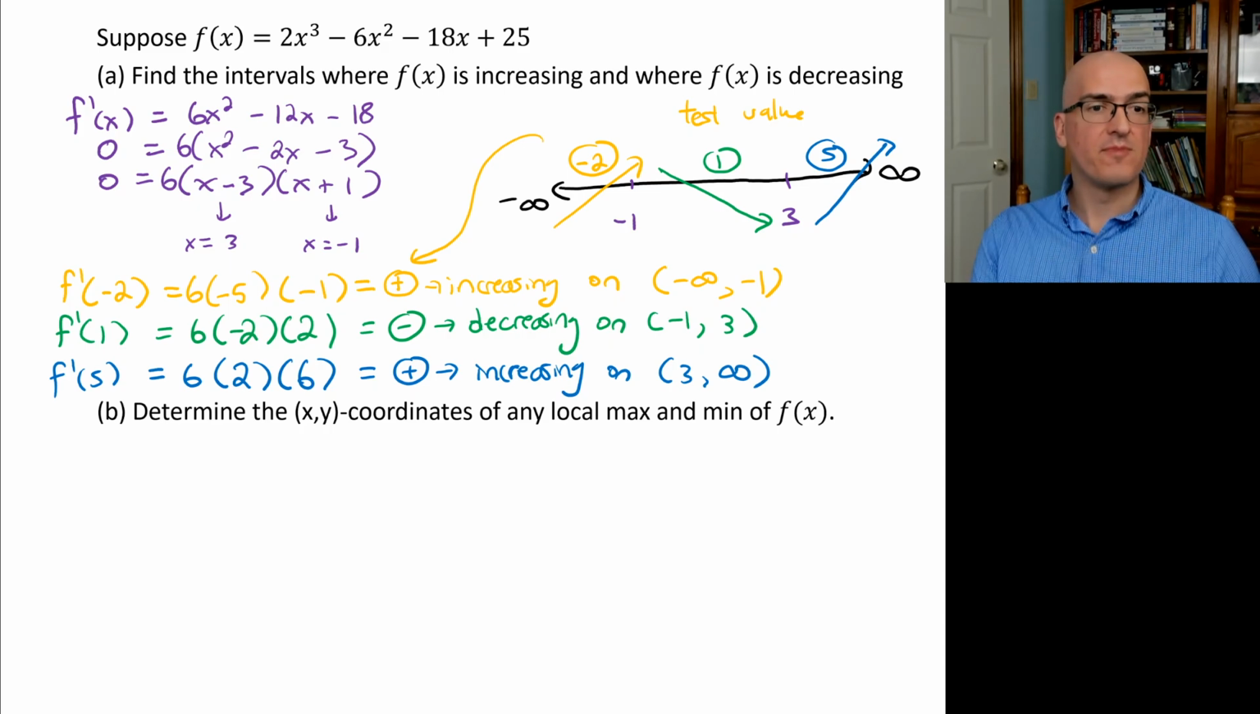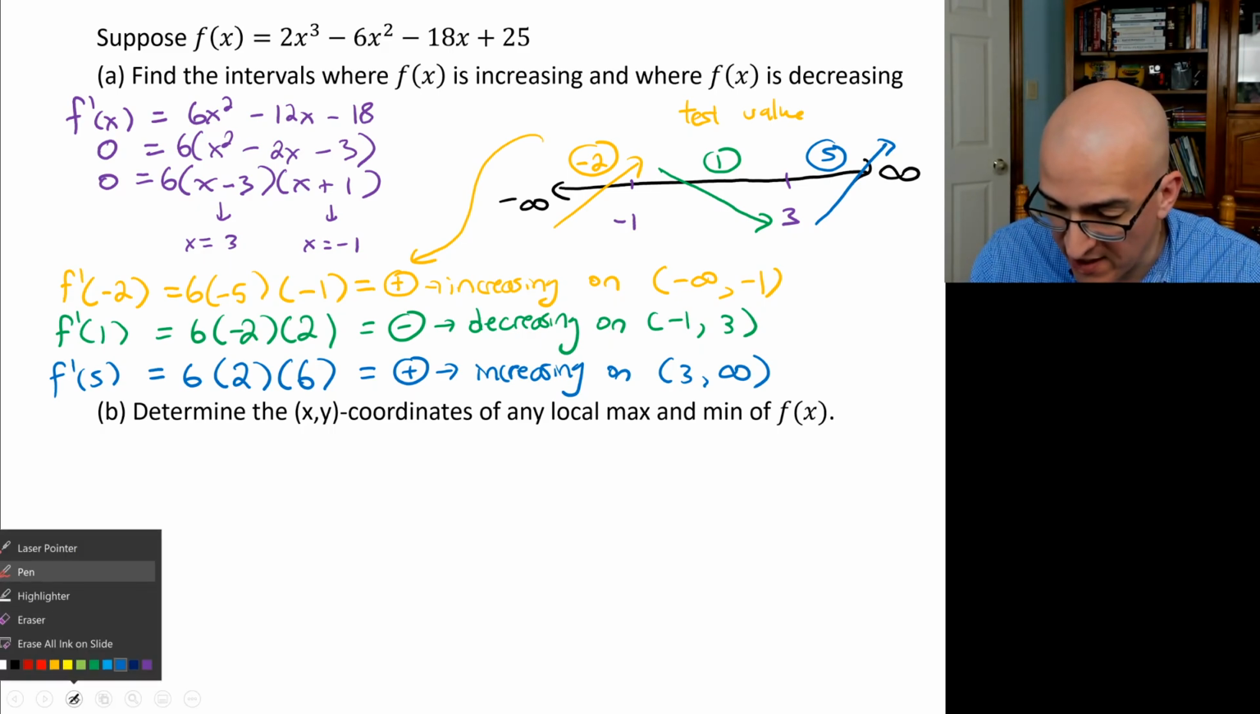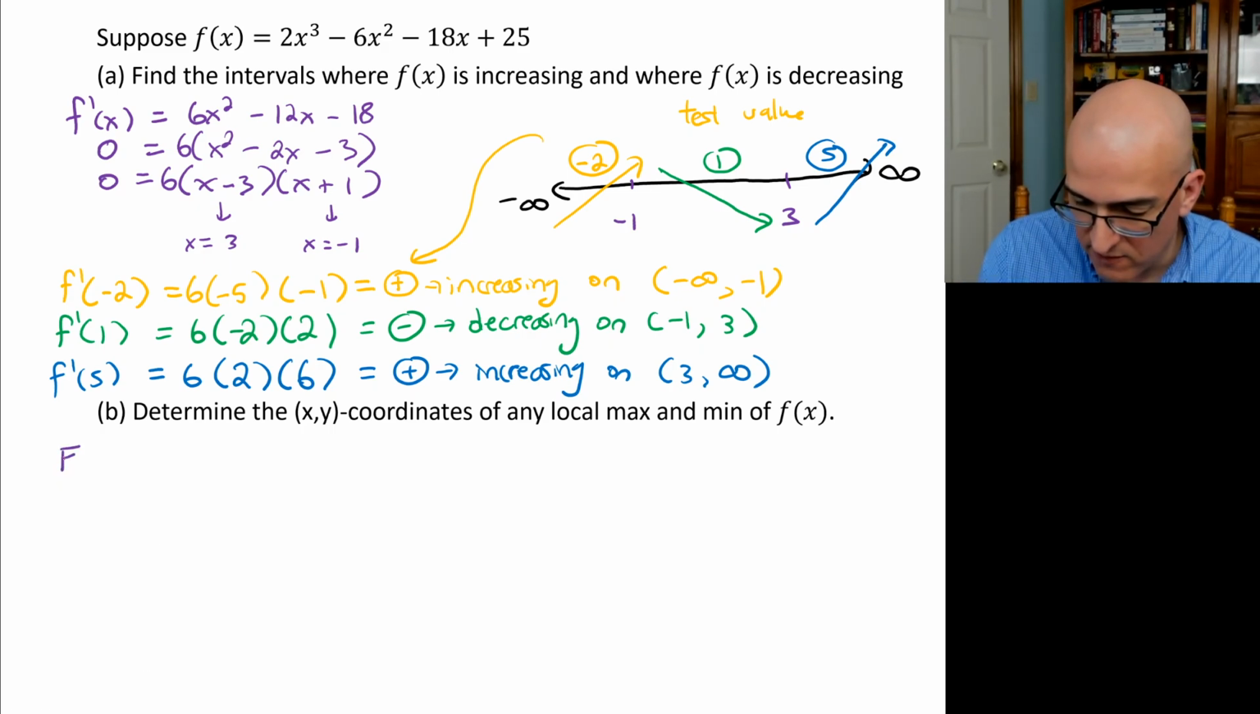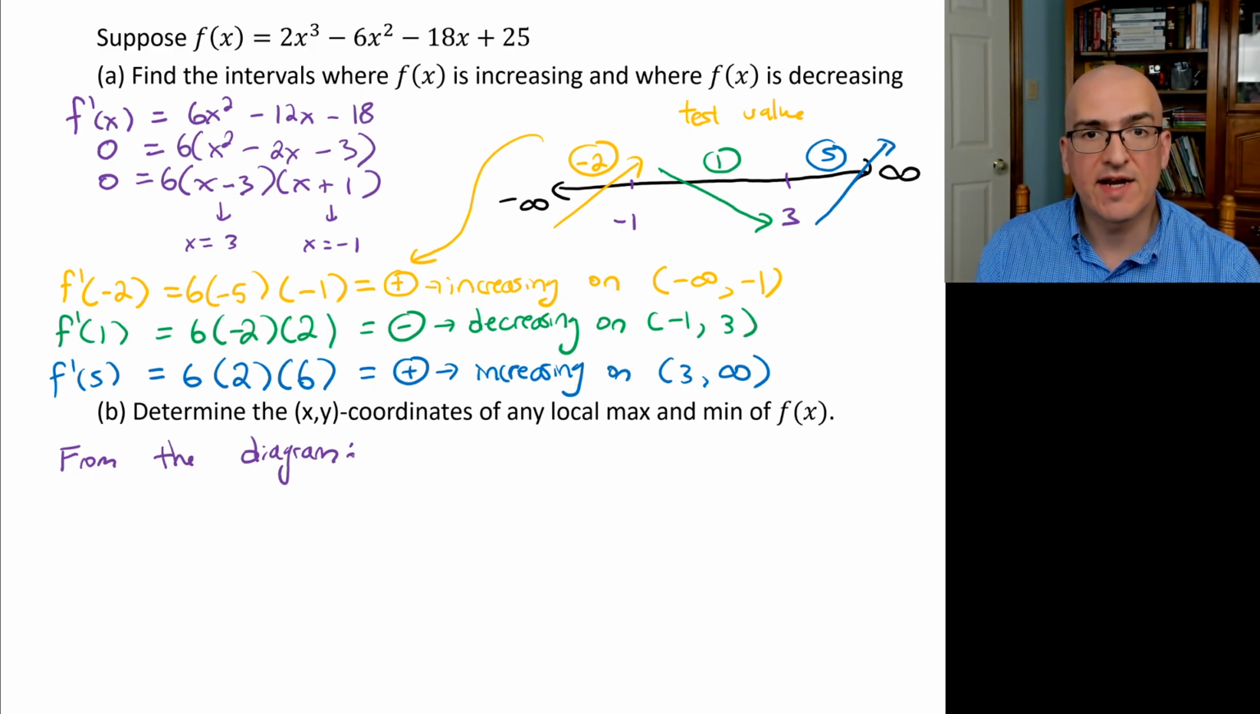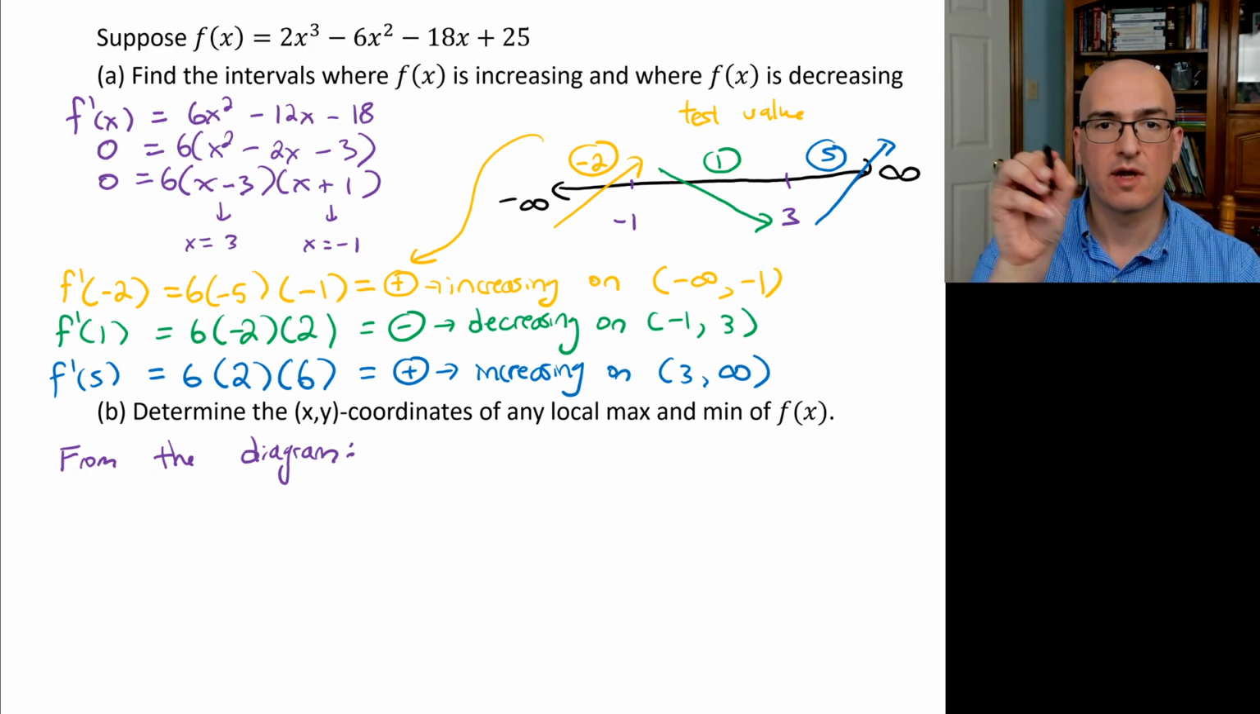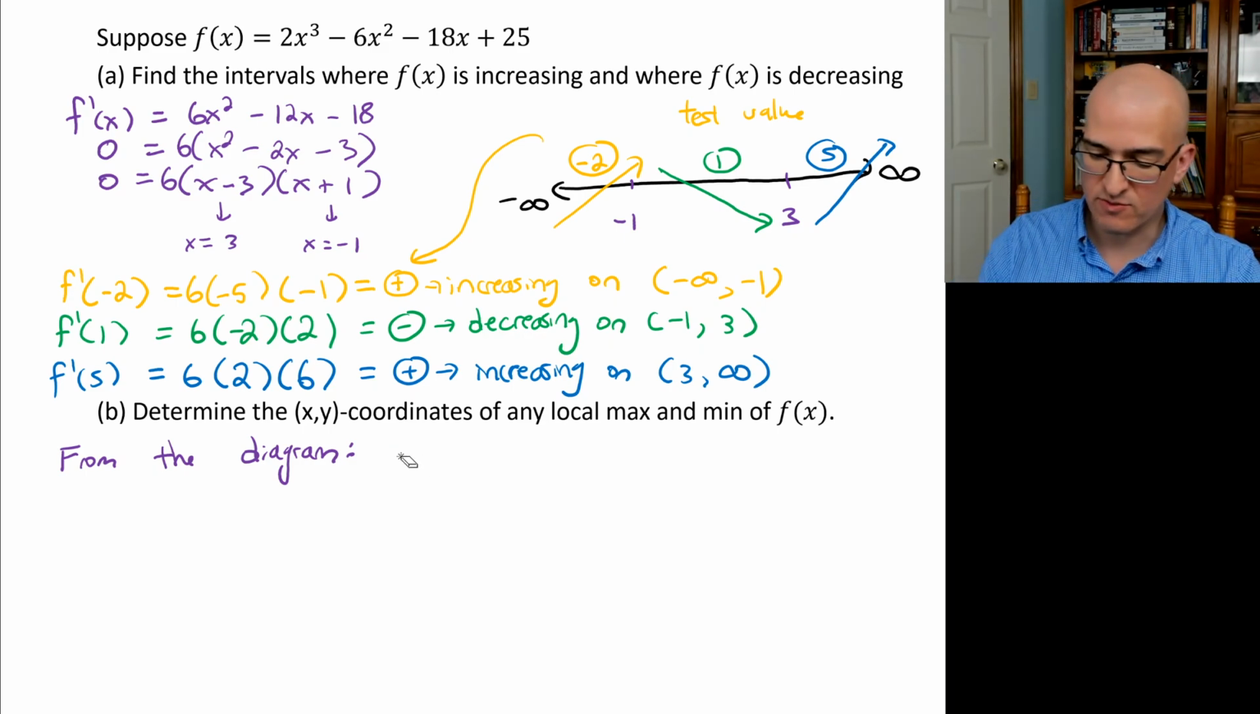Okay, part B. Determine the xy coordinates of any local max and min. So from the diagram, we can see that there's a local max at -1. The function's going up and then back down. So, I should add the word local here, local max at x equals -1.